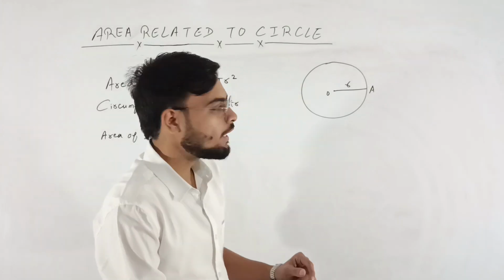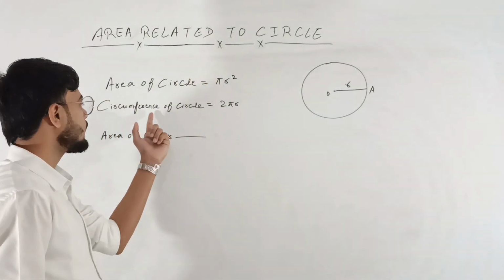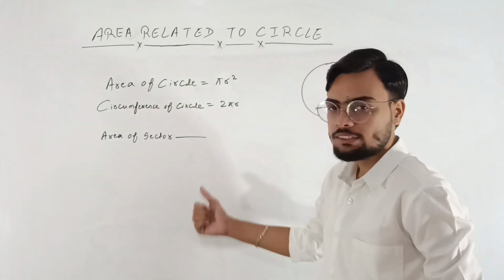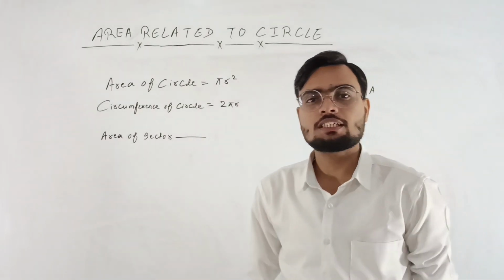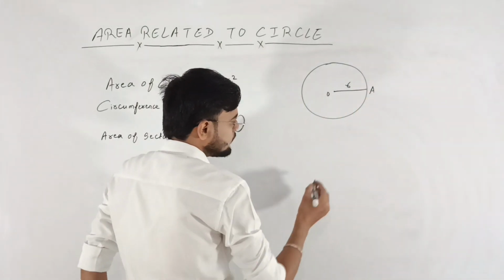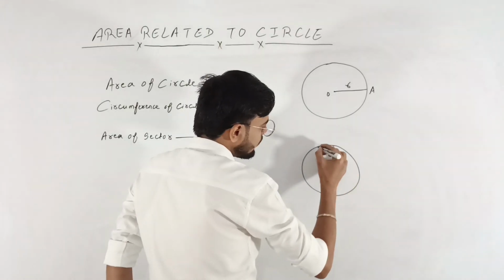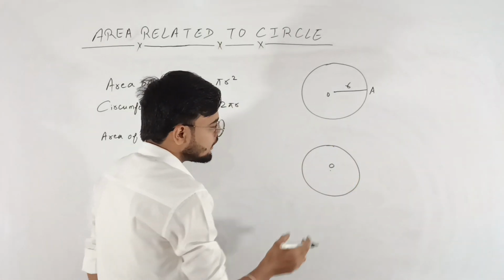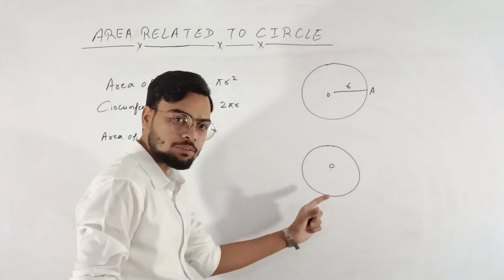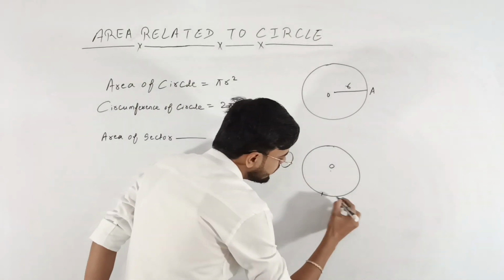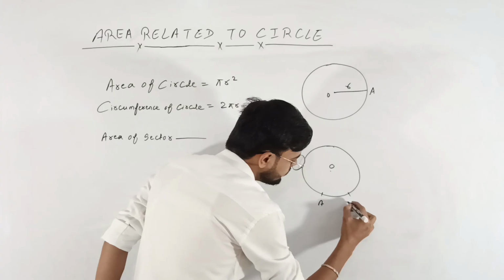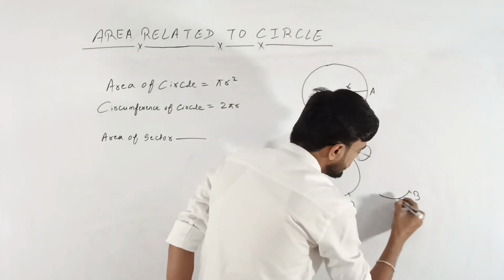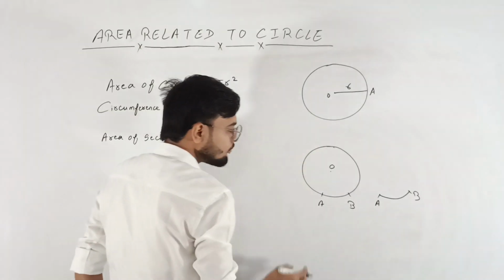Well, we know the area of a circle is pi r square and the circumference of a circle is 2 pi r. Now we see how we find the area of a sector. So first we see what a sector is. Look here, this is my circle with center O, and I cut a small part of the circumference of this circle. Suppose I cut this part from this circle, then this part will become like that. This is AB. Now what is a sector?